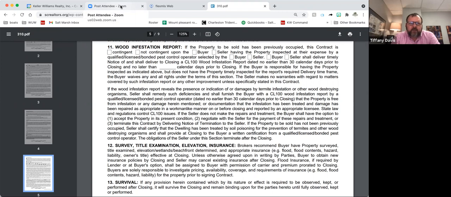Notice of and shall deliver no earlier than 30 days before closing and no later than blank calendar days prior to closing. This is an important one. This is 15 days and the buyer is responsible for having it done, but if the buyer does not have the property timely inspected by that 15 days, the buyer waives the rights of this.